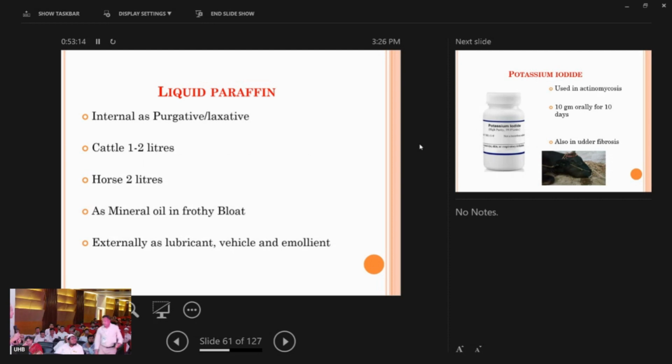Liquid paraffin, internally, acts as a purgative. This is very commonly used in case of equines as a purgative. In large animals, the first preference of purgative is sodium chloride with magnesium sulfate. You can also give liquid paraffin.